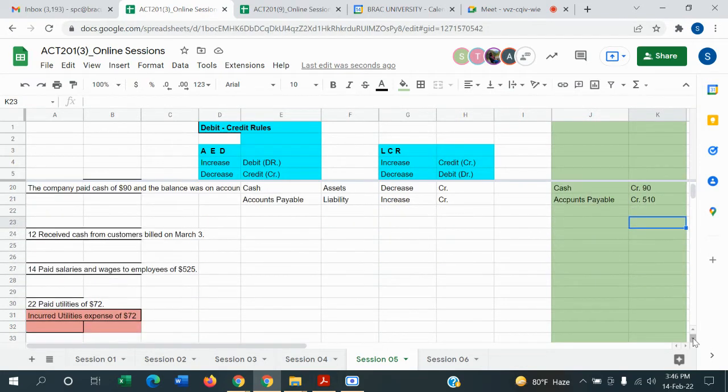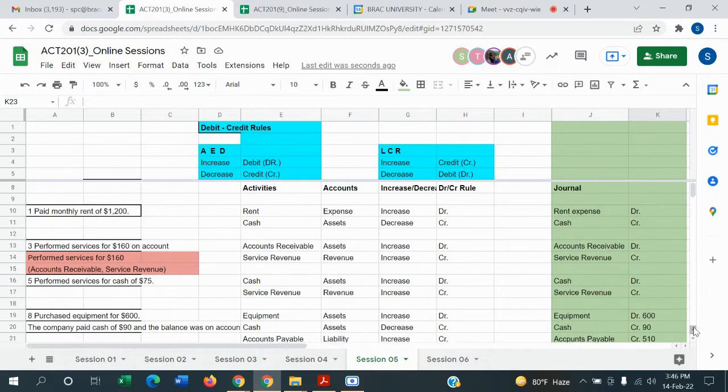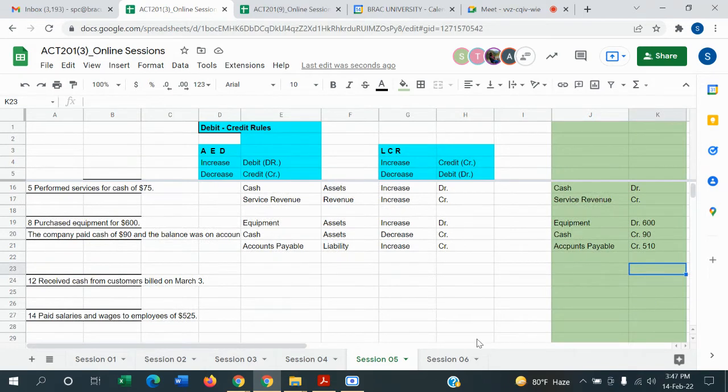Then 12. Receive cash from customers billed on March 3. Let's see what happened on March 3. On March 3, you performed service of 160 on account. That's why it was on account. You did not receive cash, so you recorded accounts receivable. Now you are receiving that amount. So what accounts will be there? Cash and accounts receivable. Excellent.